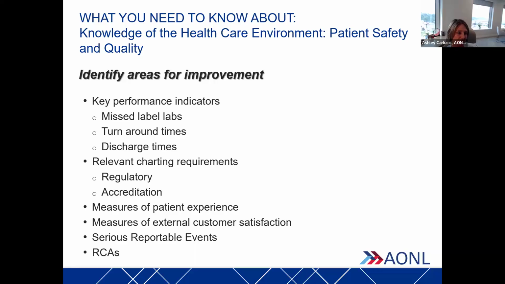But a couple things here were missed labels. What can we do for that? What is happening here? Why? What's the why behind this process problem here? Turnaround times, your discharge times, the relevant charting requirements. We're missing something that we got cited on for regulatory, right? So let's look at the process there and how do we improve that?